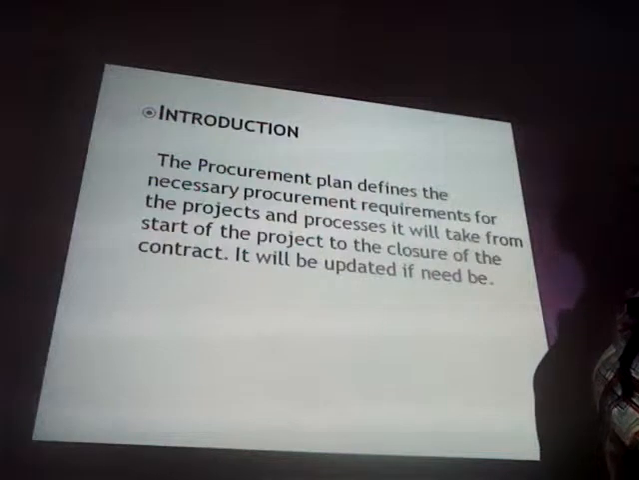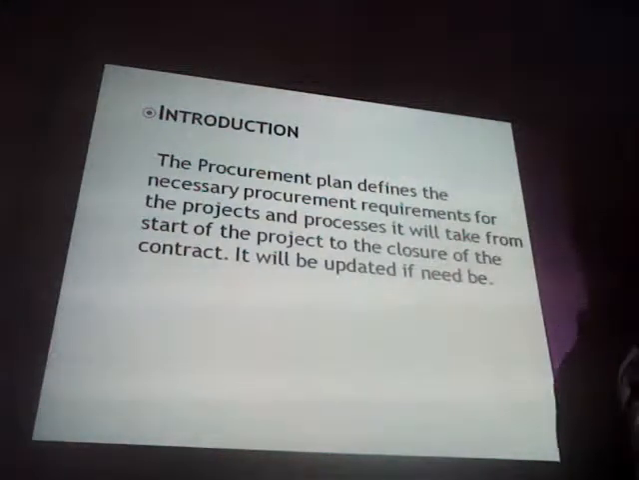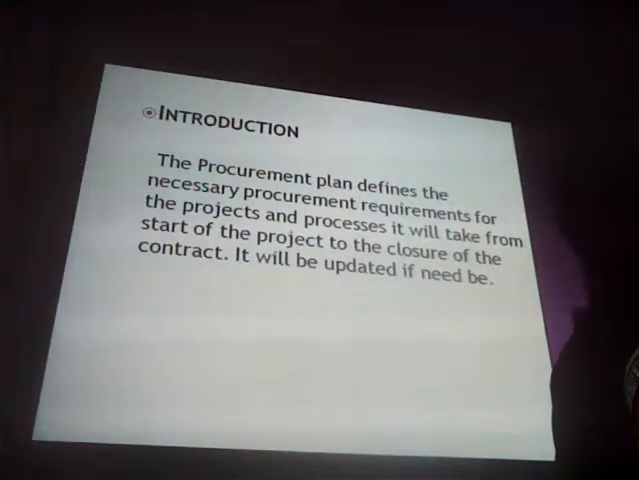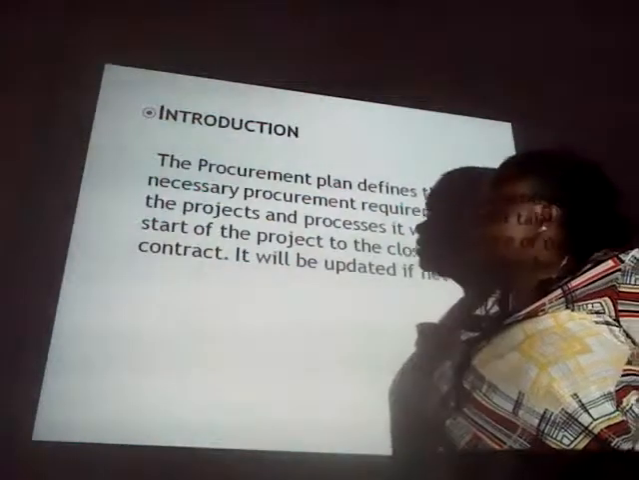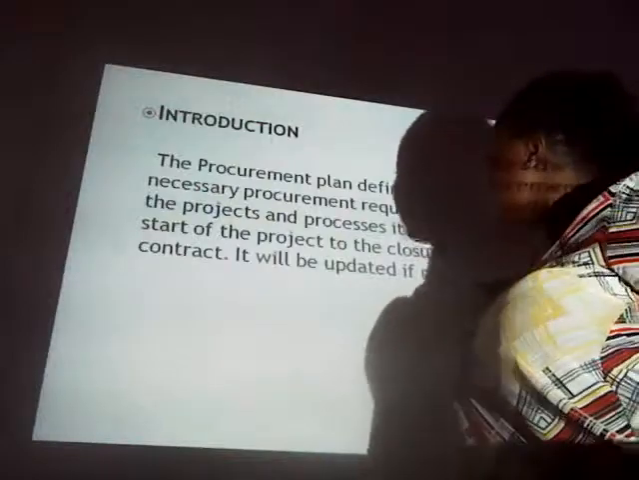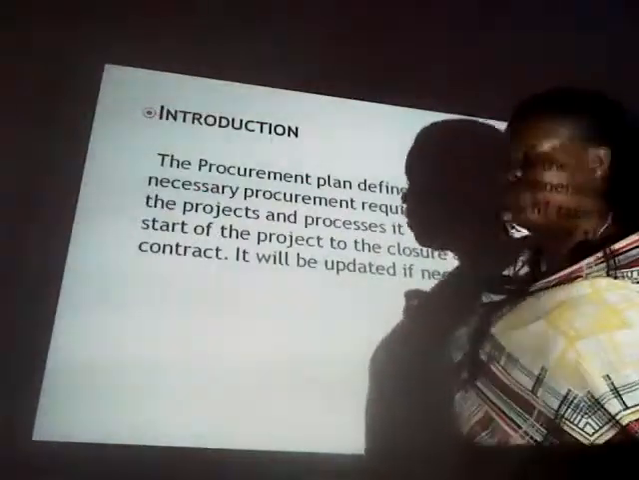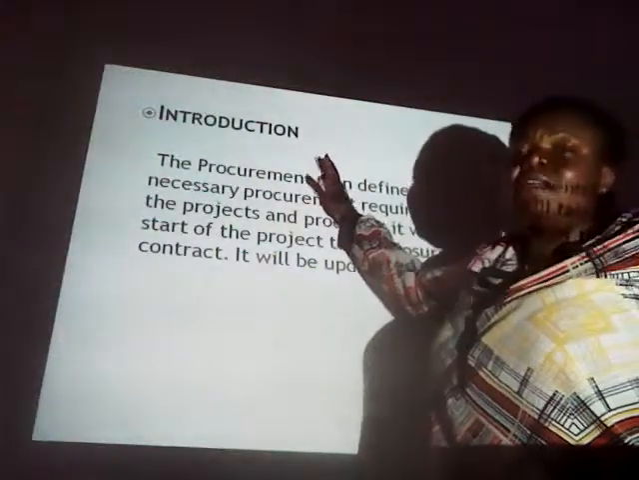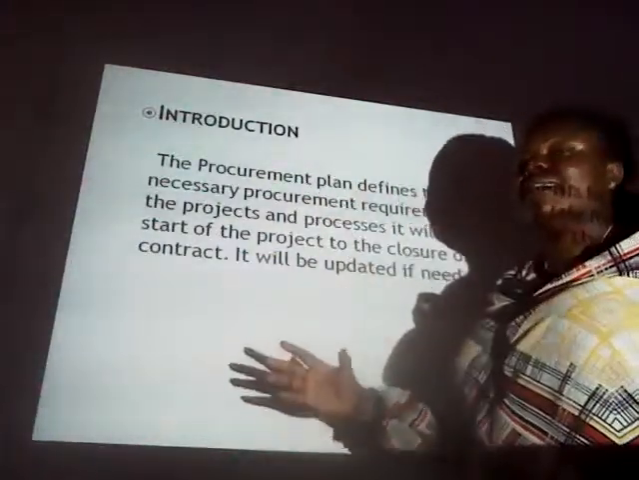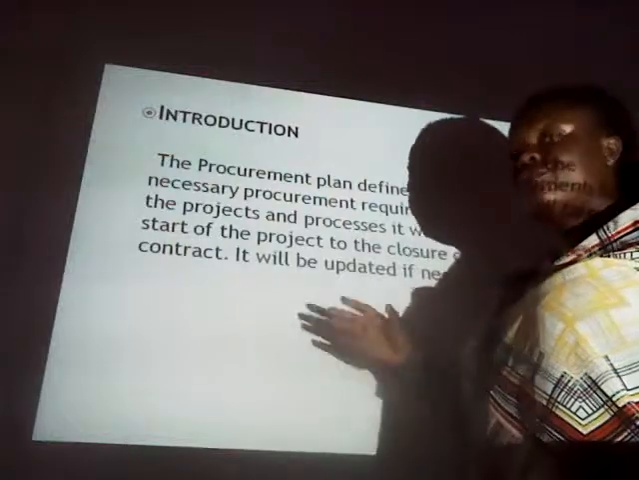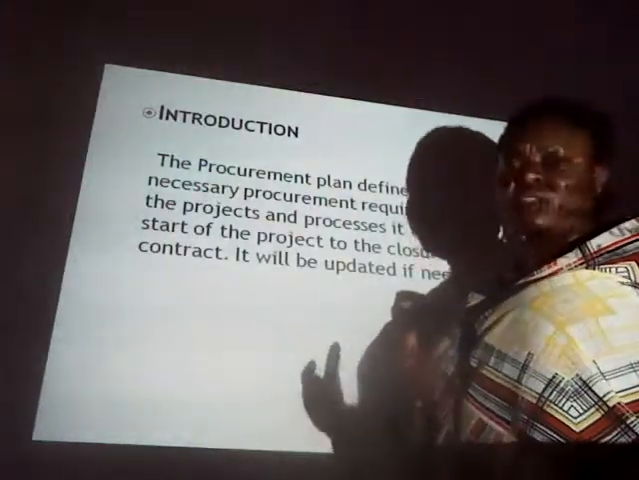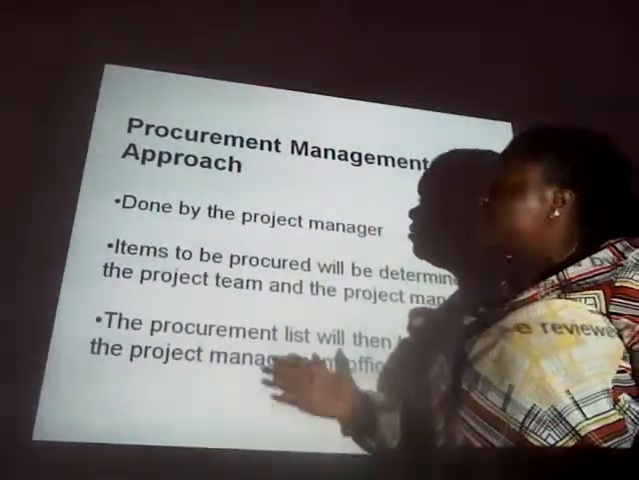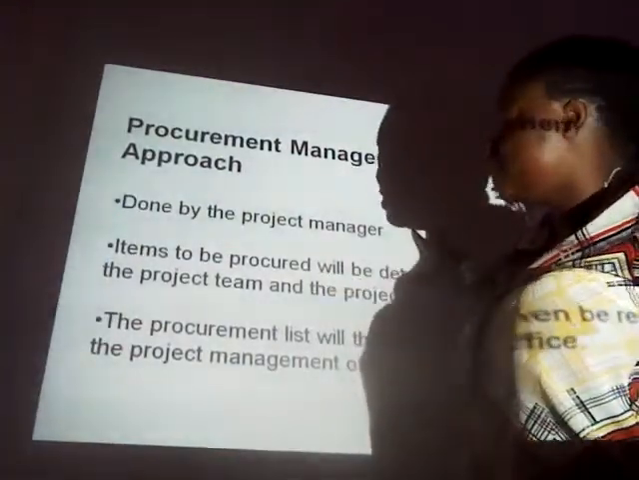A procurement plan can be defined as a necessary requirement for the project and the processes it will take from the start of a project to the closure of a project. It basically entails everything that needs to be purchased throughout the project's life cycle and how this will be done. This is normally done by the project manager.